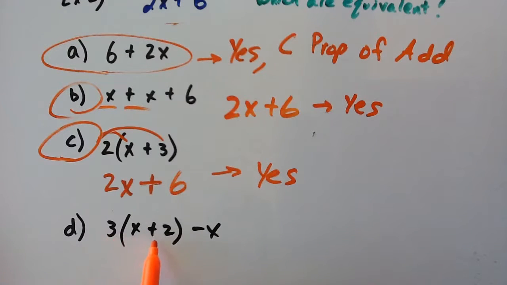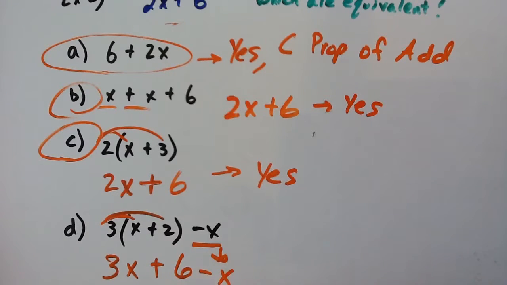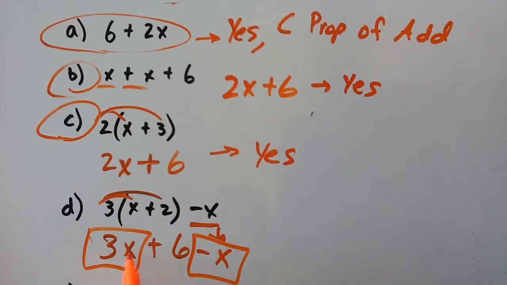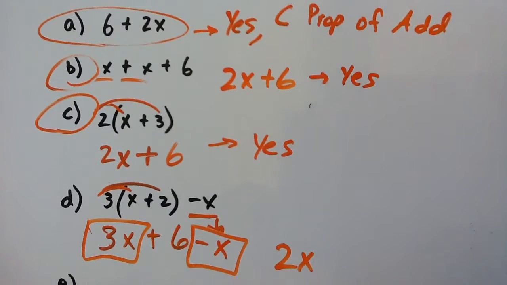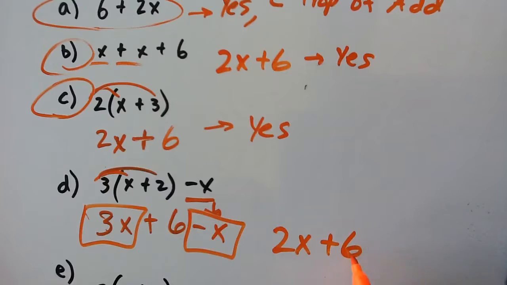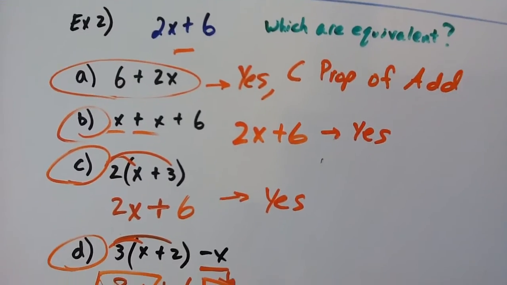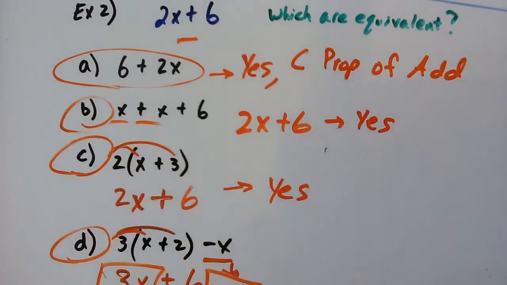Letter D, 3 times x plus 2 minus x. Let's simplify by using the rainbow, the distributive property. 3 times x is 3x. I'm adding. 3 times 2 is 6. I need to subtract x, so I'm going to bring that down into my expression. I don't distribute to the x because it's outside the parentheses. Combine like terms. 3x minus x. Those are like terms. 3x minus x is 2x, and I'm left with plus 6, which again is what I started with. That is equivalent. So D also works. Right now A, B, C, and D are all equivalent.